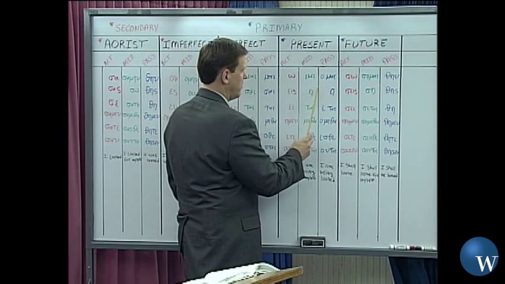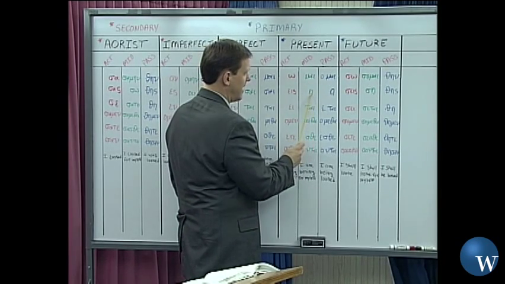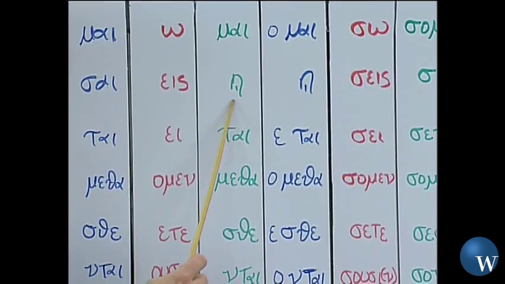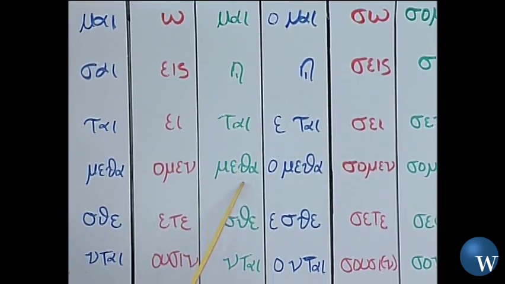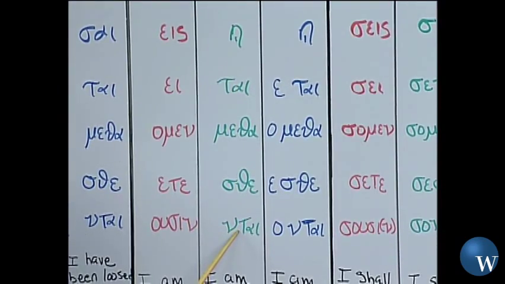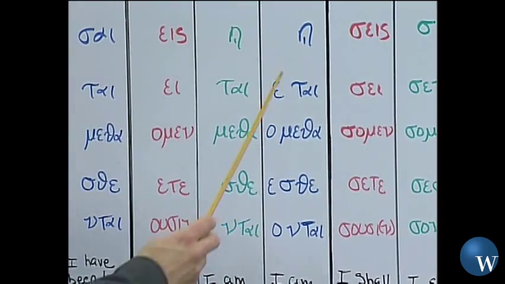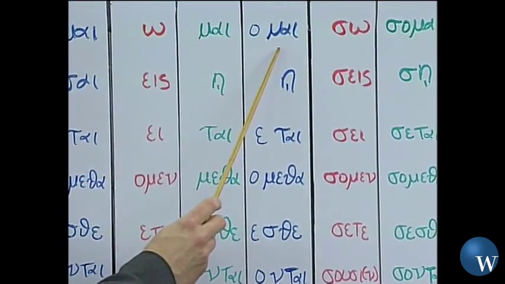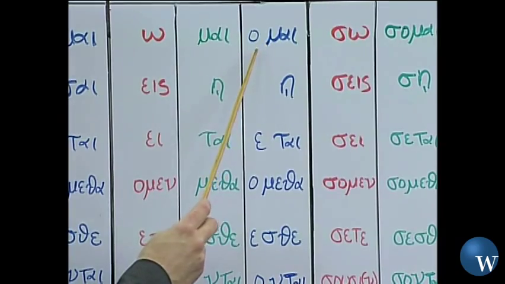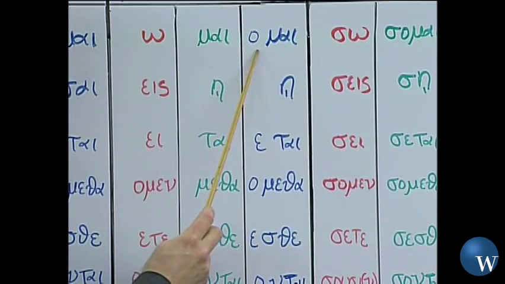Middle and passive, well, we've learned them. Mai, sai, tai, metha, sthe, ntai. We're going to go ahead and just remember that as sai, even though it's an eta. And now it's the same thing for the passive, the same endings. And on this one, I put our connecting vowel.